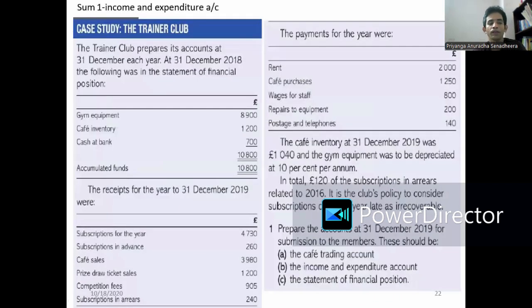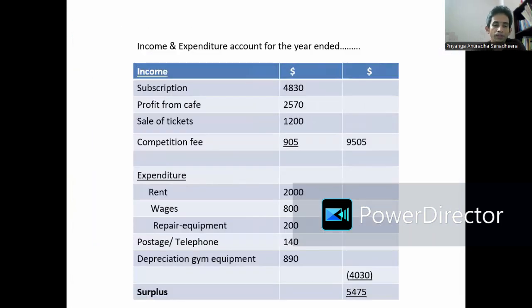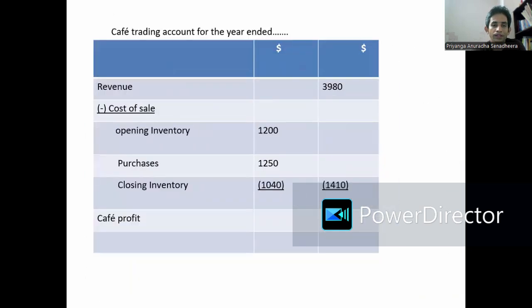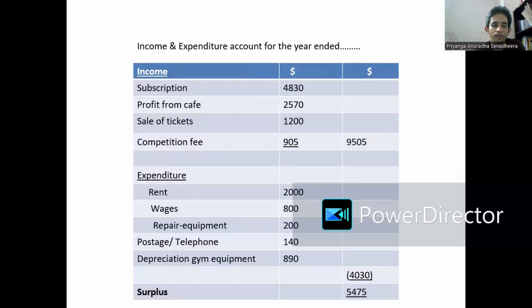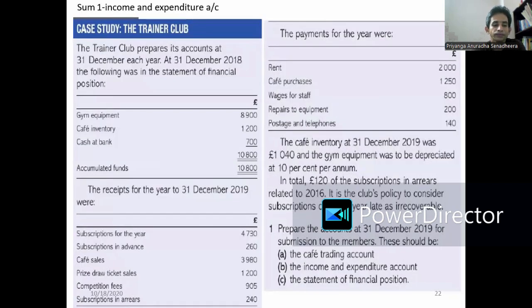When you are going to prepare your income and expenditure account, the subscription account is something they haven't prepared and haven't asked you to prepare. But it's really important to prepare a subscription account. So I'll prepare a subscription account here.